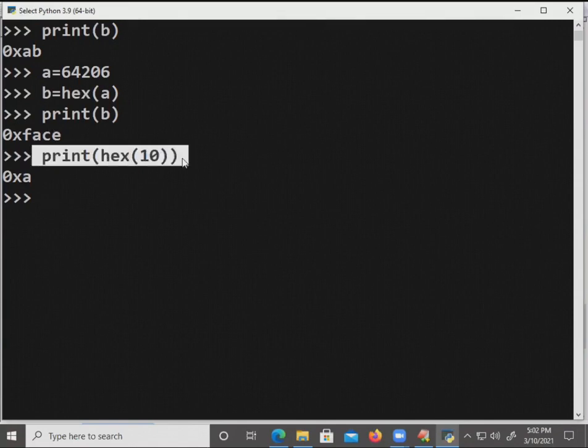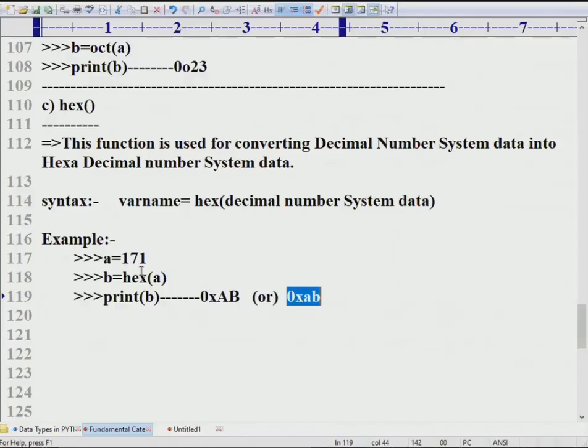So this point you write it. As an example you take this last one: print of hex of 10, because you know that the result is 0xa.